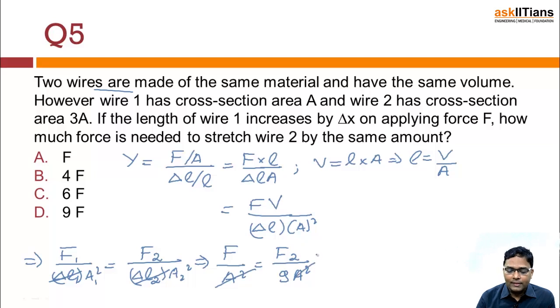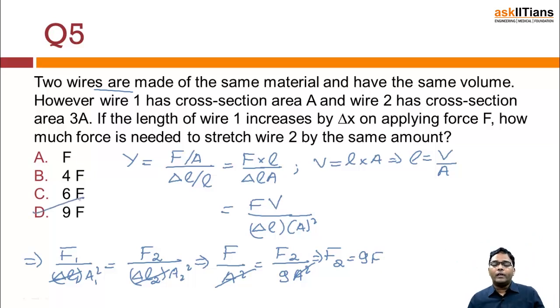If I just cancel this, what will we get? The force required is going to be equal to 9 times F. That is option D. So hopefully you understood how exactly the problems need to be solved here, and this basically is the crux of the whole chapter.